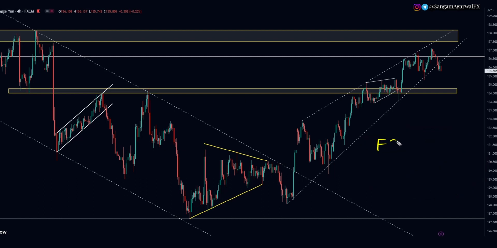And we also have Fed speech, that is also important. Then NFP on Friday. Either this high is already the top, or if it goes up this week, then on Friday you will get the final top.